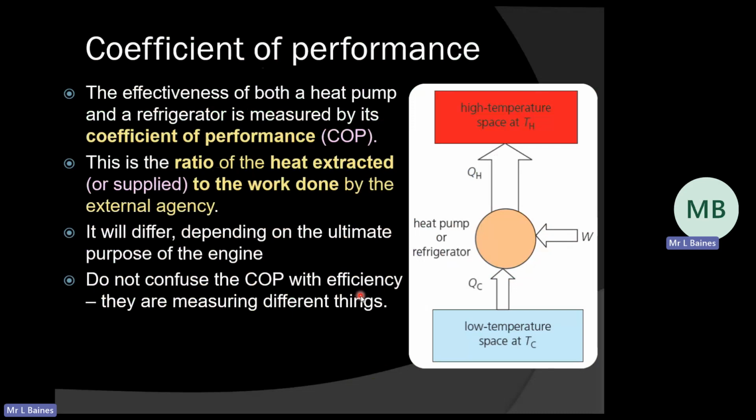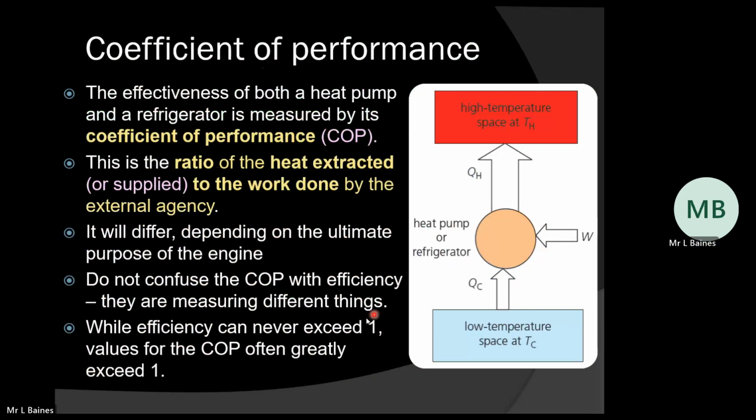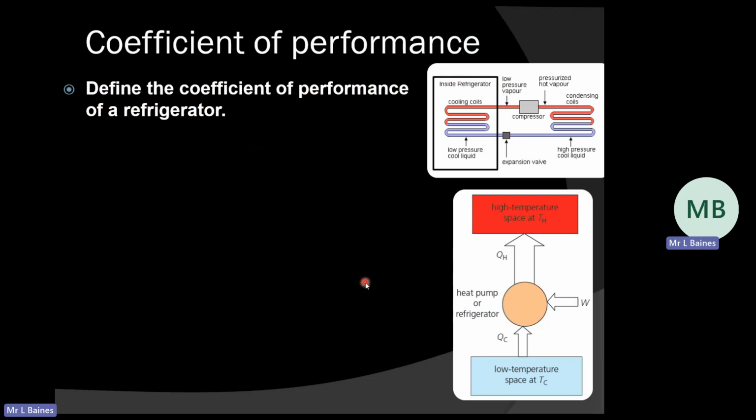It's not the same as efficiency because we know that efficiency can never be above 1, or 100%. And values for COP, my coefficient of performance, often are much higher than that because I'm comparing the energy extracted to the amount of work that I am doing. So how much energy I can get out compared to the amount of work that I'm doing. So when we are talking about heat pumps, you have to talk about coefficient of performance. Do not talk about efficiency. It's really important.